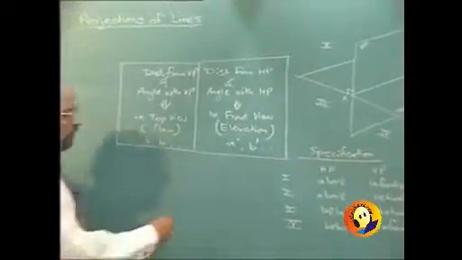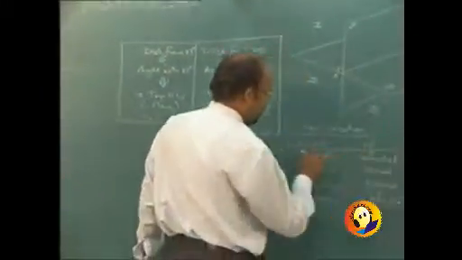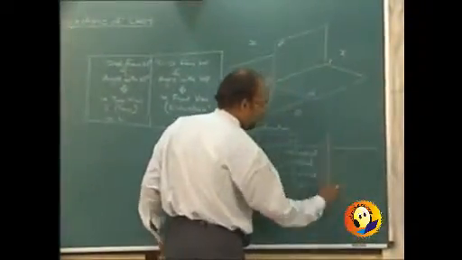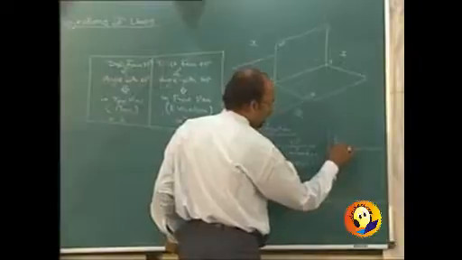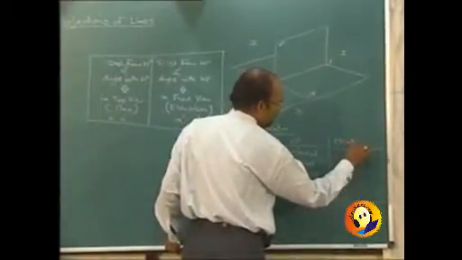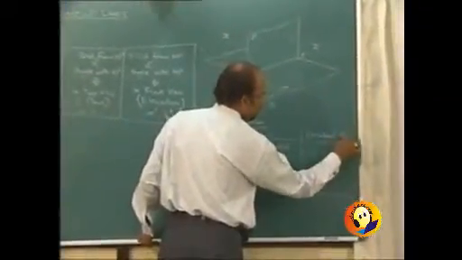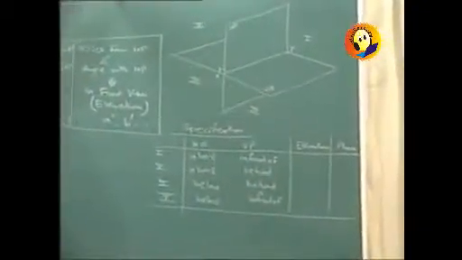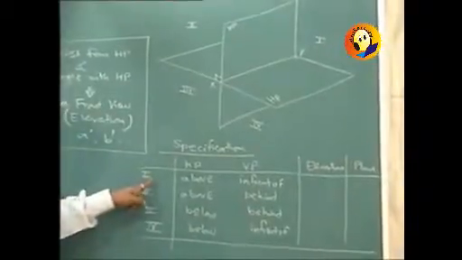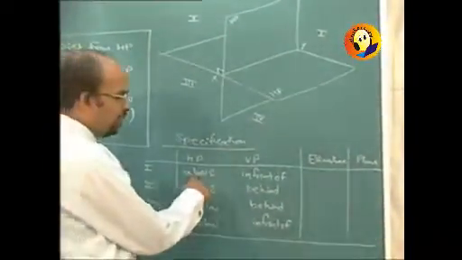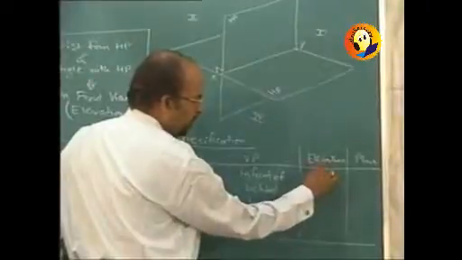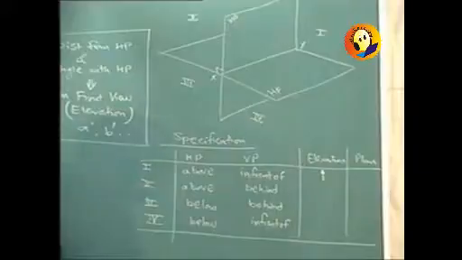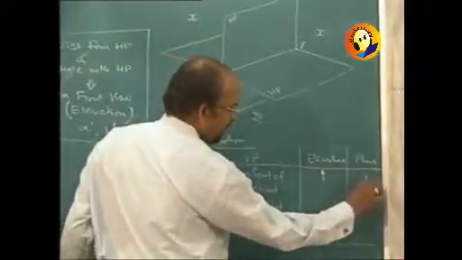And then elevation and plan will be marked with respect to XY. Now we will fix up their position. When the point is in the first quadrant, that is above HP, elevation will go above the XY line, and it is in front of VP, so plan will be below the XY line.